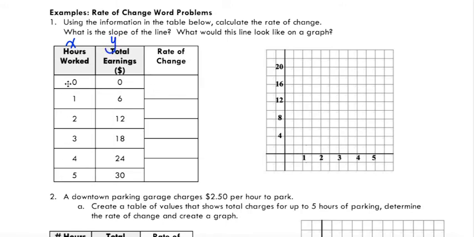Our first column represents the number of hours worked. This goes up by 1. This is what I want to see. So they all go up by the same amount. And now I can work out my rate of change, or my first differences.